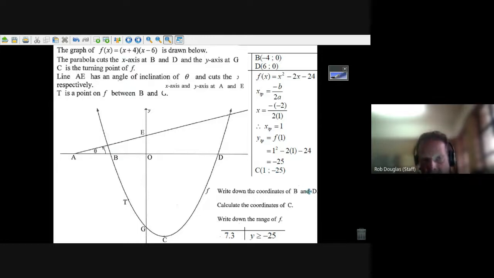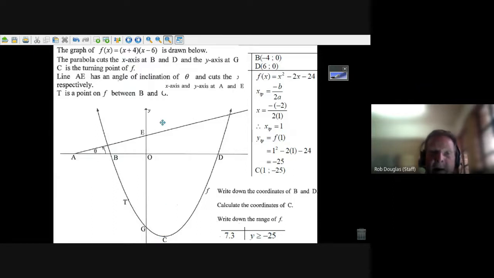Okay, the next question says, write down the range of f. The range. Well, when you see range, it's really saying, what are all the possible values for y for this function, for the parabola? If they said domain, it would be all the possible x values. Hey, there's no restrictions on x. You can go as far as you like in either direction. But y, you can't go below this turning point. There's the turning point. So the range is y is greater than or equal to minus 25.